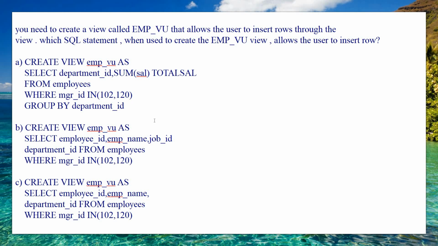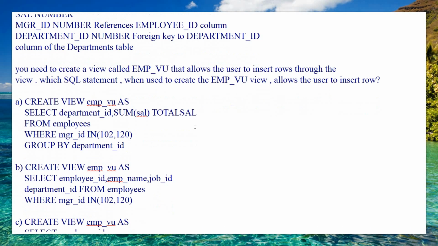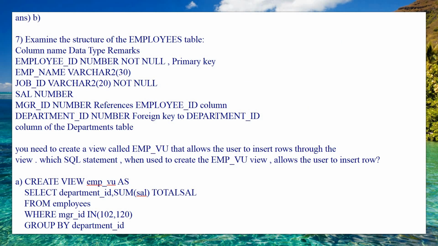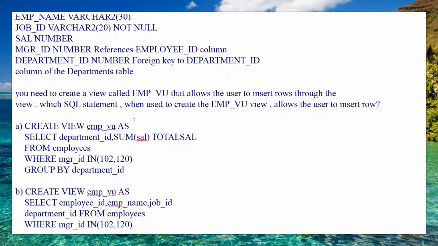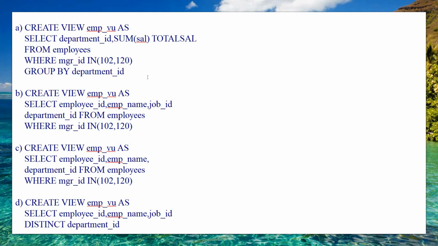Moving to the second query: create view emp underscore view as select. What you need to select? Employee underscore ID, then name as well as job ID and department ID, from the table employees, where manager ID in 102, 120. So where manager ID in 102, 120. So this is the ID which is given.